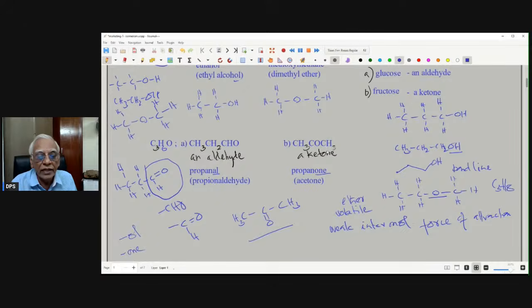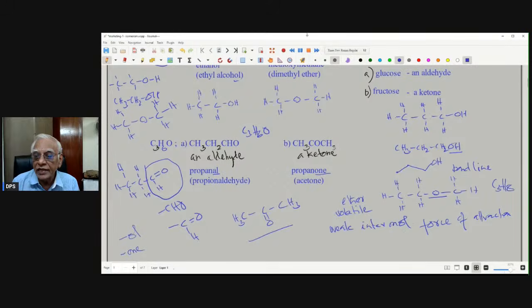Both of them have the same molecular formula, C3H6O. One is an aldehyde, the other one is a ketone. They have different physical properties and different chemical properties also. Therefore, they are isomers.